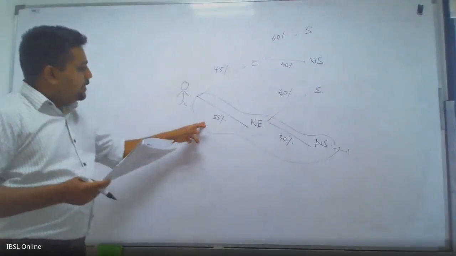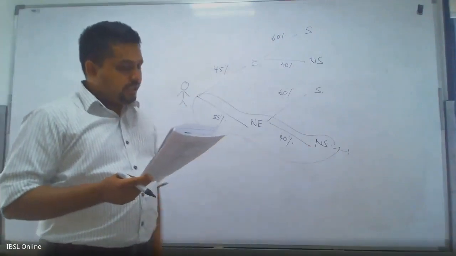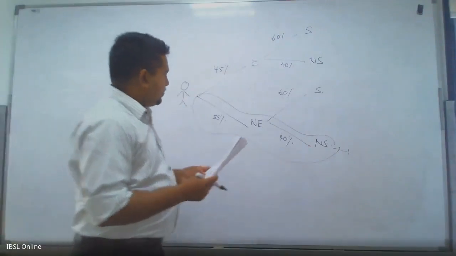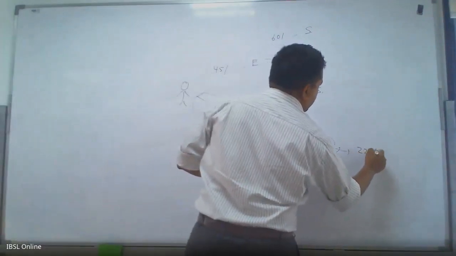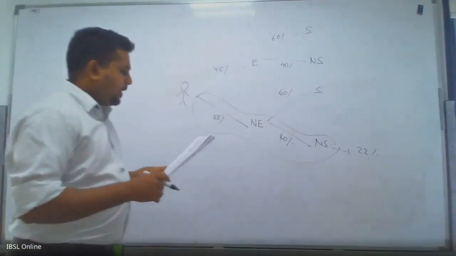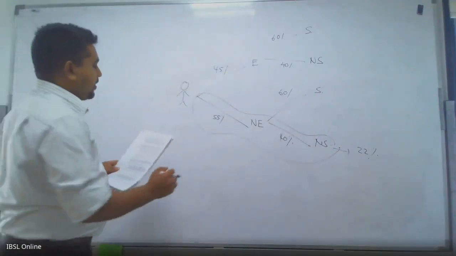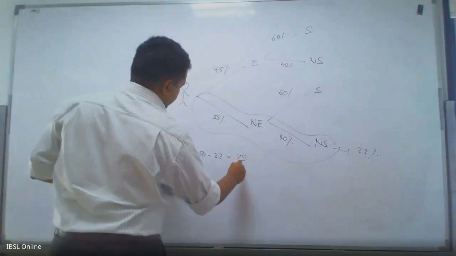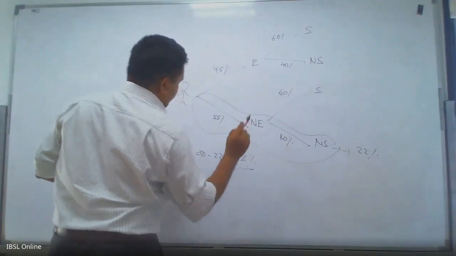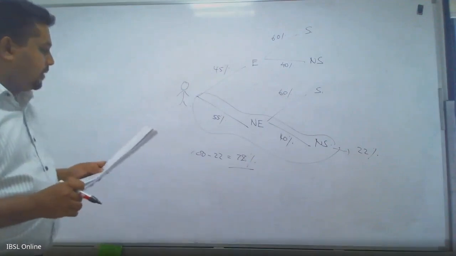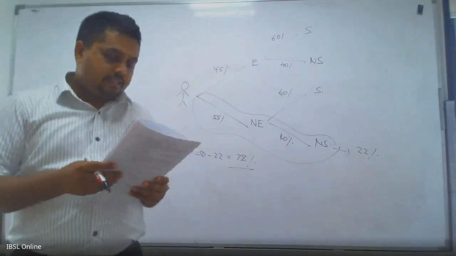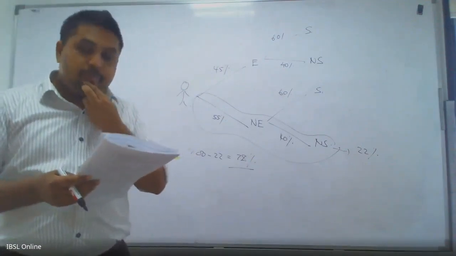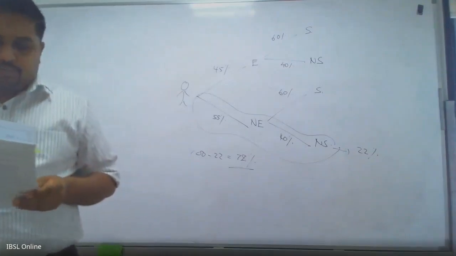So 55% into 40% shall be somewhere around 22%. So that means the answer shall be 100 minus 22, 78%. We have the answer of A being 0.78 as the correct answer.